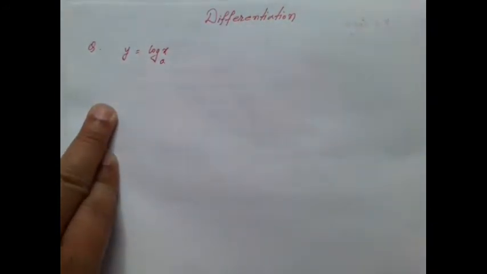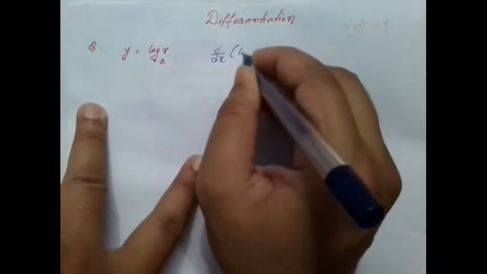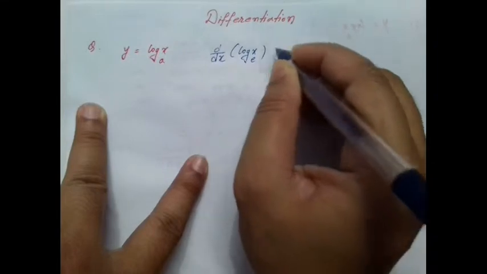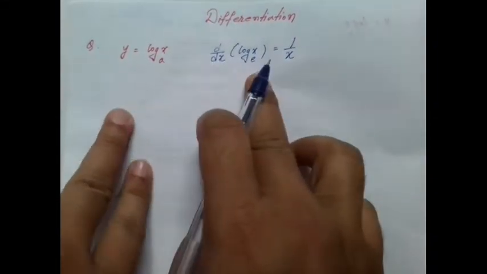Okay, we know that d/dx of log x to the base e equals 1 by x. Okay, we know this formula.